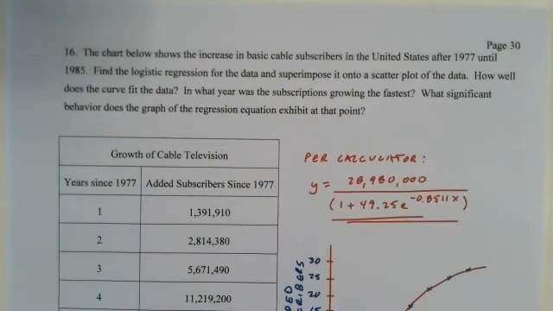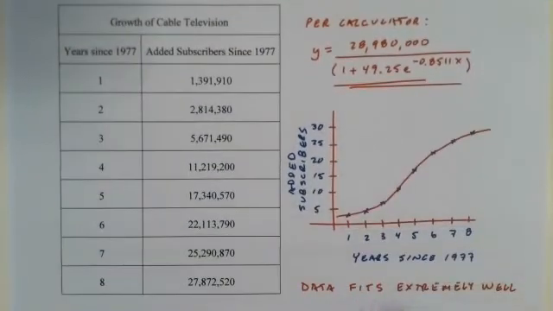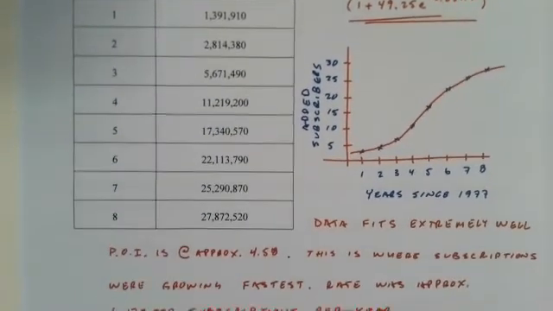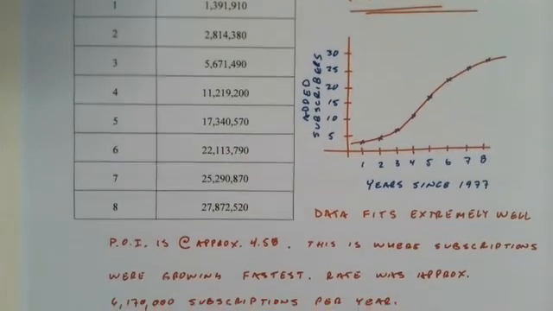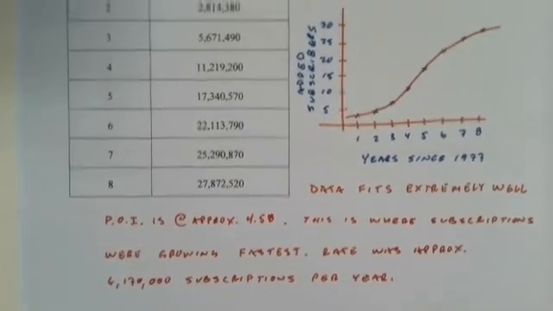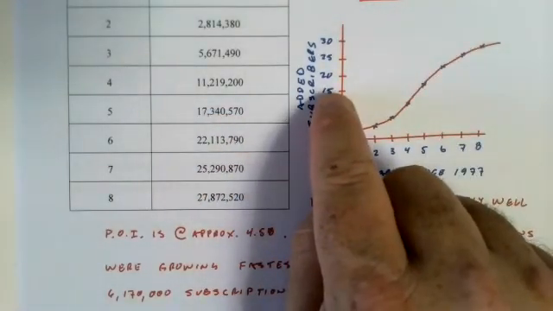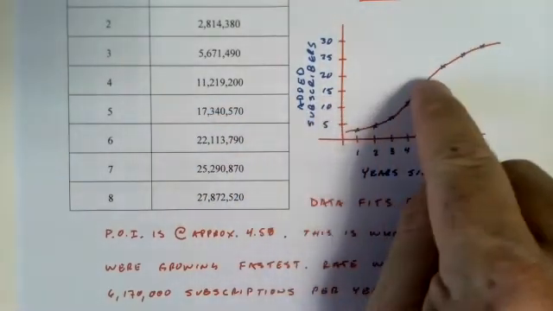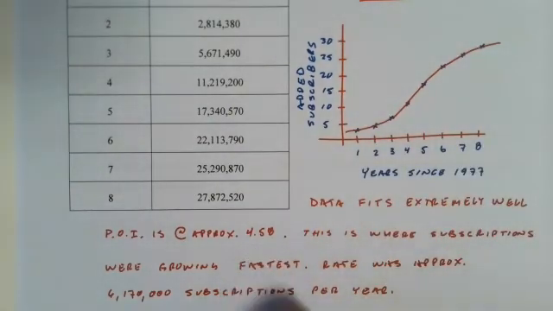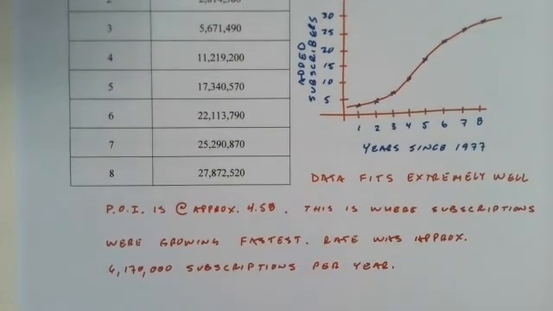How well does the curve fit the data? It fits extremely well. Fits a really nice logistic curve in here. All right. The POI is approximately where we want to go, half. So about 14 and a half. So just about 15, come down, right about 4.58. This is where the subscriptions were growing the fastest. And the rate was approximately 4.58.